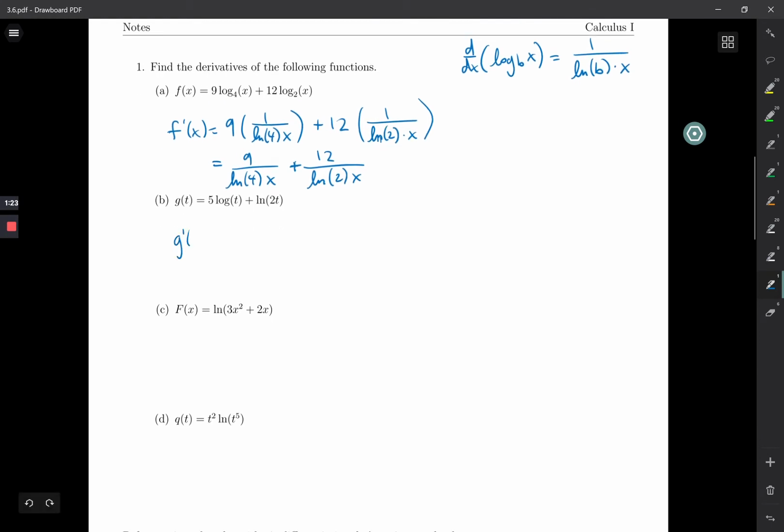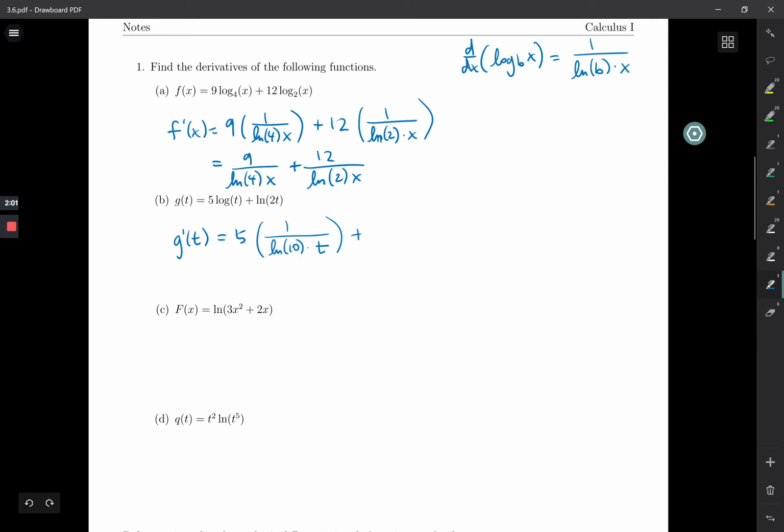Okay, so moving on. I just want to remind you that if you see a logarithm without a base on it, we assume that that's log base 10, right? So this is going to be 5 times log base 10 of t. So our derivative is going to be 1 over natural log of 10, and since our variable here is t, we have times t, because instead of using x as our independent variable, we're using t.